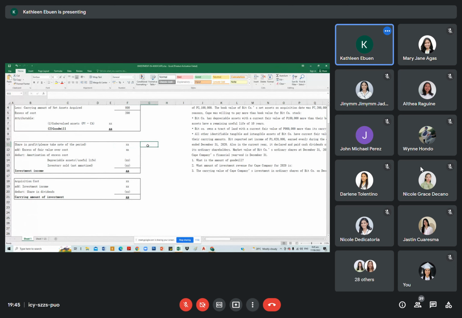ang net income ng investee is 12 million for the whole year. No? For the whole year. Tapos, pumasok lang naman si investor, bumili lang naman siya nung investment nung bandang July na, July 1st. Okay. So, yung share niya sa net income, we have to divide pa ito into 2, no? Or 6/12. Kasi nga, pumasok lang naman siya noong July. So, yung income po ni investee from January to June is hindi dapat makihati doon si investor.